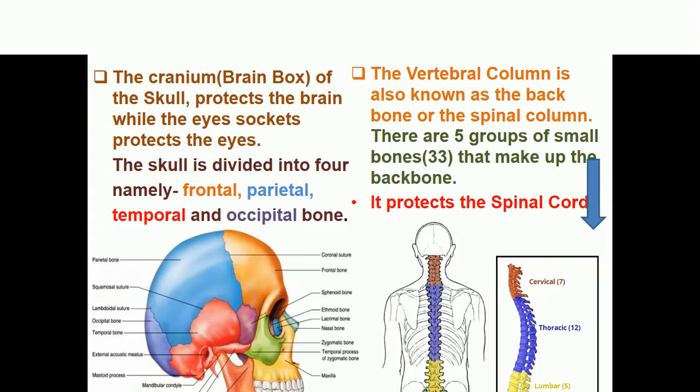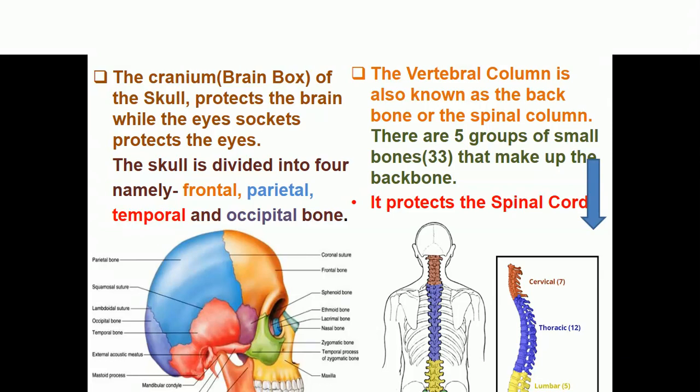Now we also have the 5 groups of the bone making up the vertebral column. The first 7, we call them the cervical bones. Now these are found at the neck region. The first cervical bone is called the atlas, and the second one is called the axis. So the first 2 are atlas and axis.